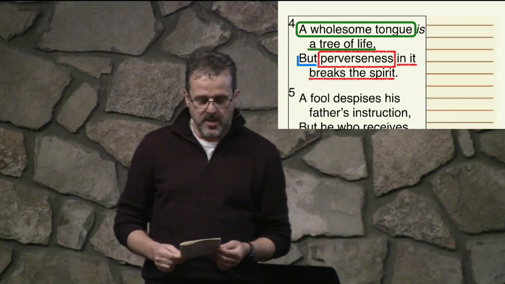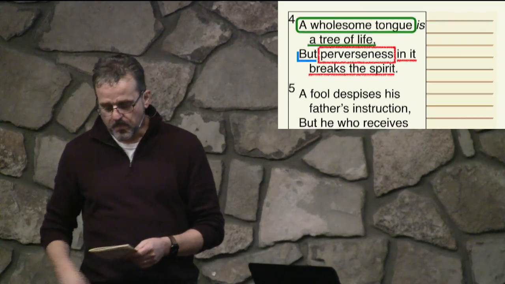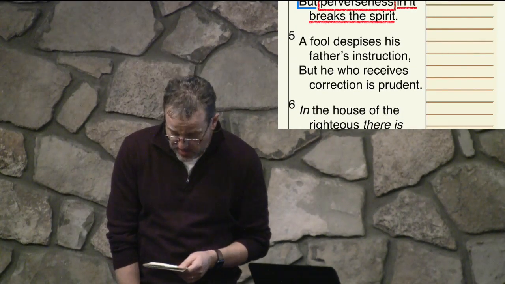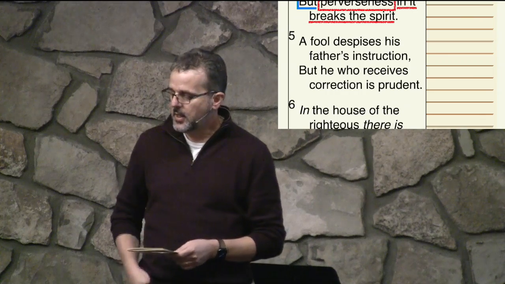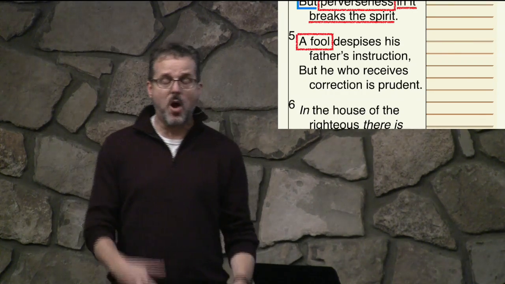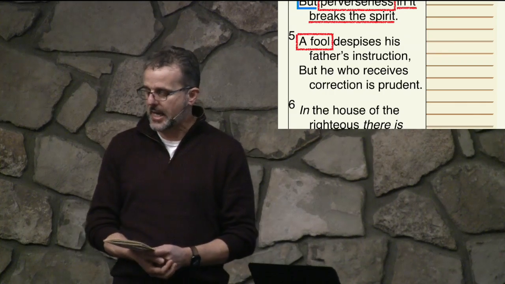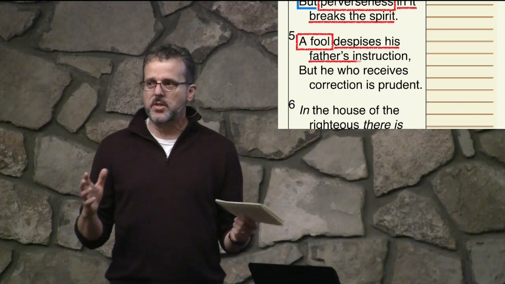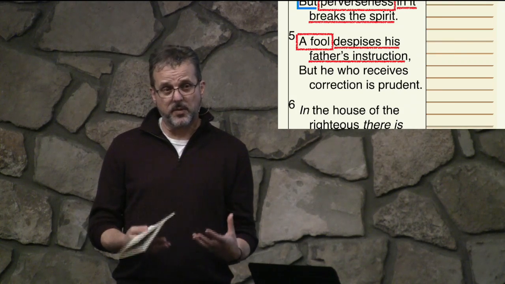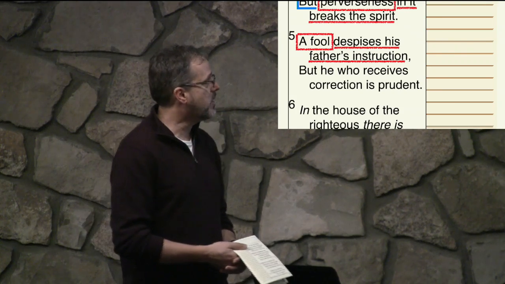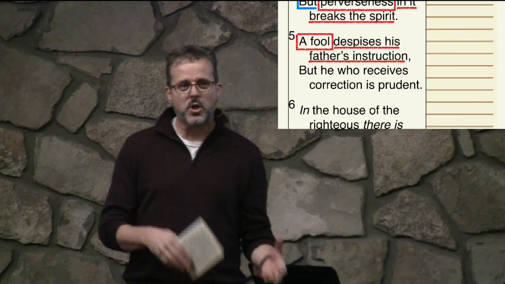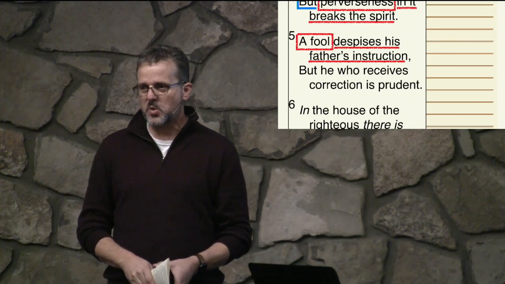All right. Verse 5. A fool despises his father's instruction, but he who receives correction is prudent. So a fool, again, this person who's the opposite of wise, the person who lives life without biblical wisdom, says that person despises being corrected, despises very specifically a father's correction and instruction. That place of being told no or being corrected is the idea in the midst of that.